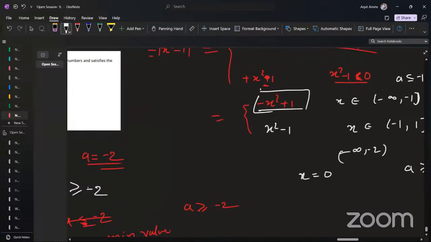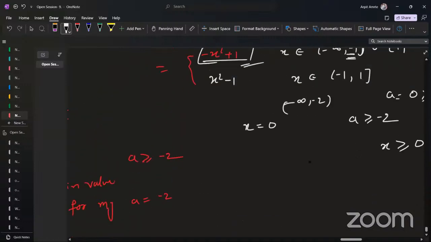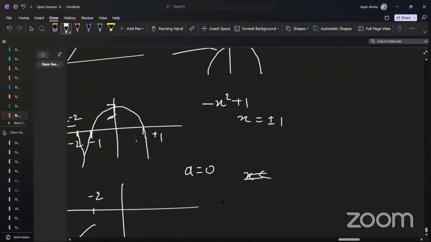So what is the limit for this function? Here we have up to minus 1. This function is defined up to minus 1. Okay, let's try to make this whole function.